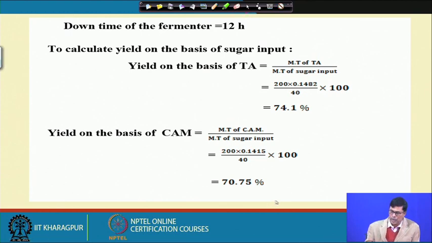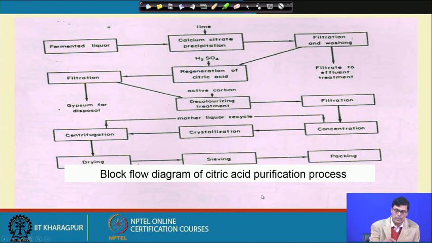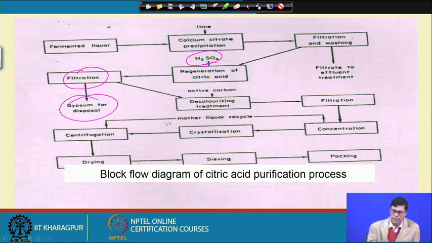Now, the question comes of how you can analyze the downstream processing. This is the fermentation broth. We treat it with lime to precipitate the citric acid in the form of calcium citrate. Then you filter out the calcium citrate and hydrolyze it with sulfuric acid. It then passes through a filtration process where the gypsum, calcium sulfate, is separated out. Here is your citric acid, which contains a lot of color. We use activated charcoal to remove the color, then filter again to remove the activated charcoal.